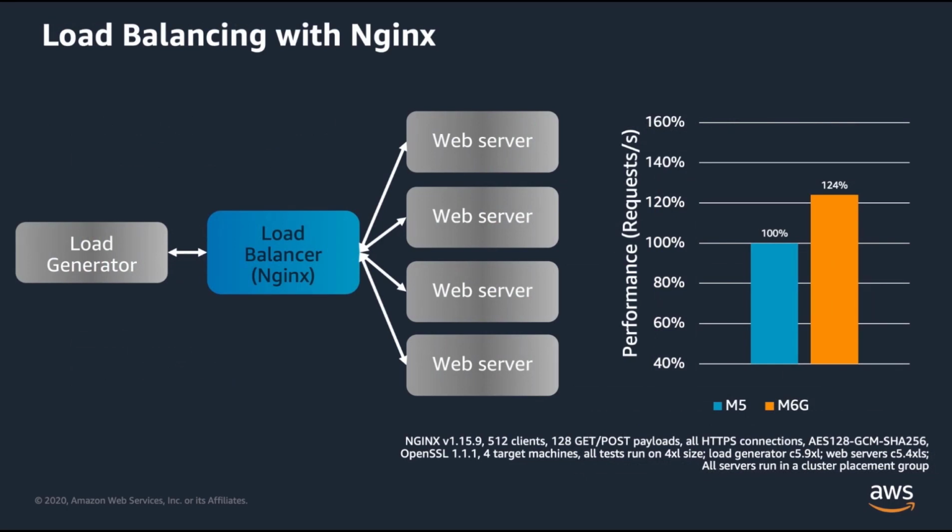Now, if we look at a more real case with Nginx, so taking a load balancing use case with Nginx, the way we've run that is that we generated some load from an EC2 instance, using Nginx running on either an M5 or an M6G as a load balancer, load balancing the requests to a pool of web servers. Doing that, we observed that we could handle 24% more requests per second on an M6G compared to an M5 of the same size.